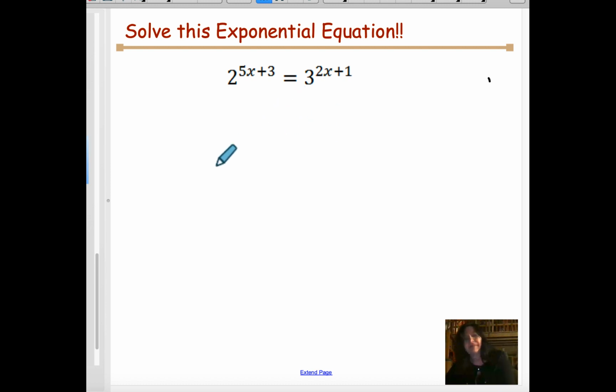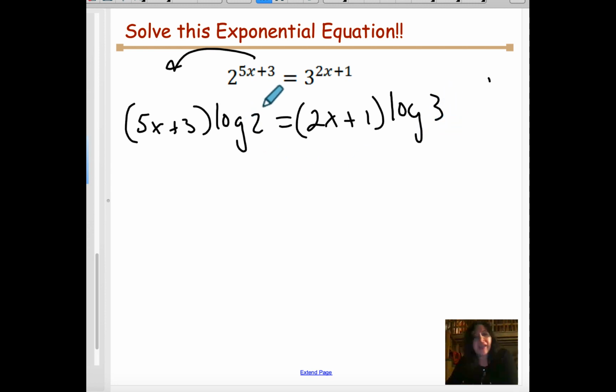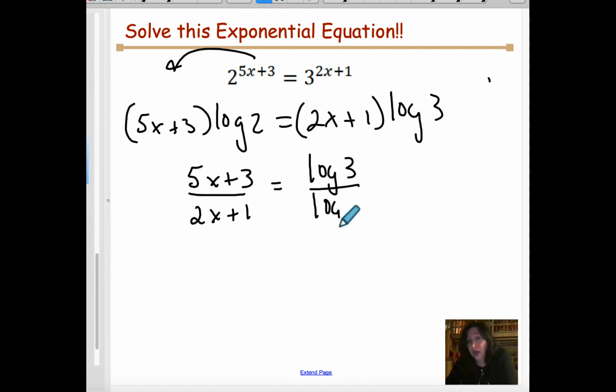Don't you love these problems here? Did I already do this one? Move this out front. So we get 5x plus 3 times log of 2 is equal to 2x plus 1 times log of 3. We're going to get a decimal for this problem. We're going to divide by log 2 and divide by 2x plus 1. So this is what it's going to look like. 5x plus 3 over 2x plus 1 equals log base 10 of 3 over log base 10 of 2, which by the way, is log base 2 of 3, FYI.